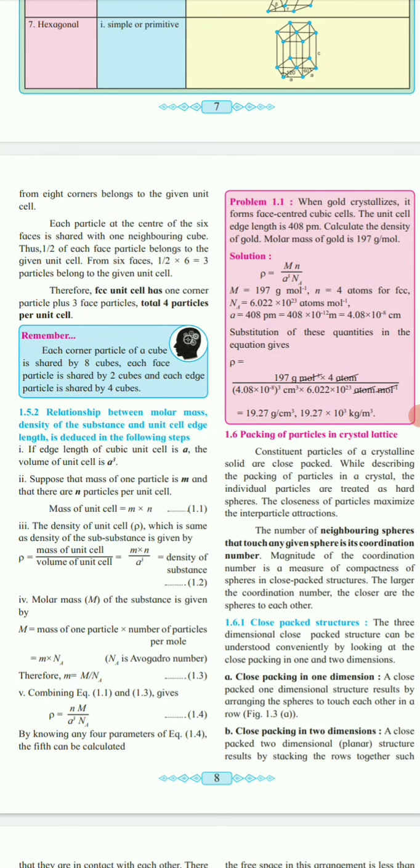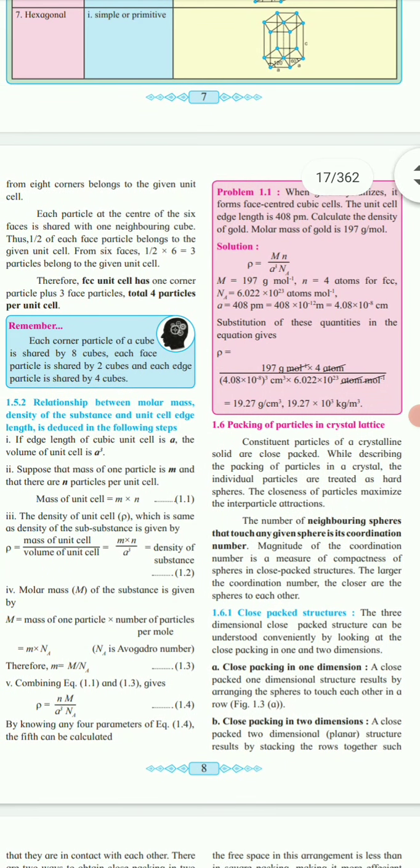1.6 Packing of particles in crystal lattice. Constituent particles of a crystalline solid are close packed. While describing the packing of particles in crystals, the individual particles are treated as hard spheres. The closeness of particles maximizes the interparticle attraction.